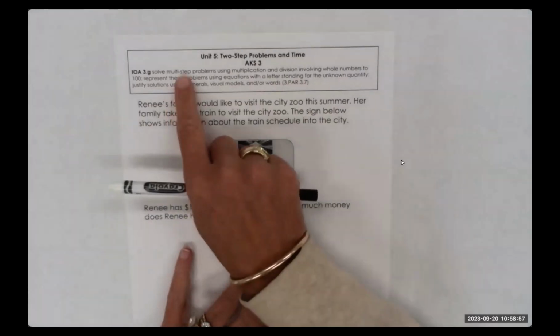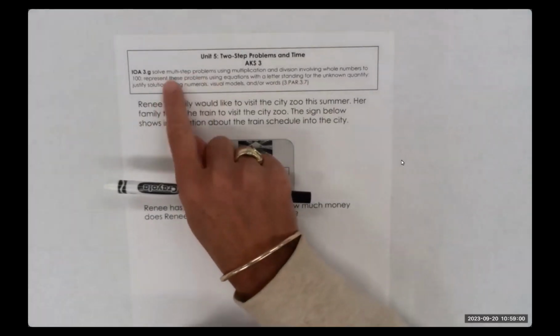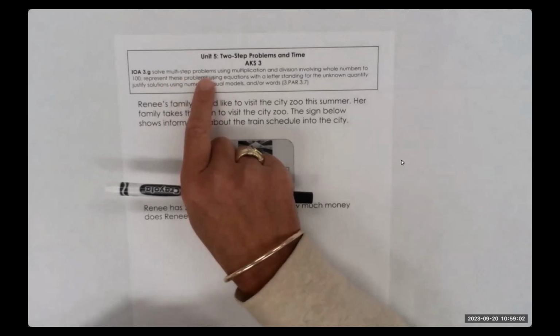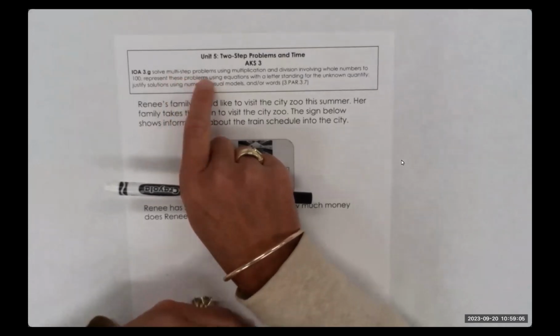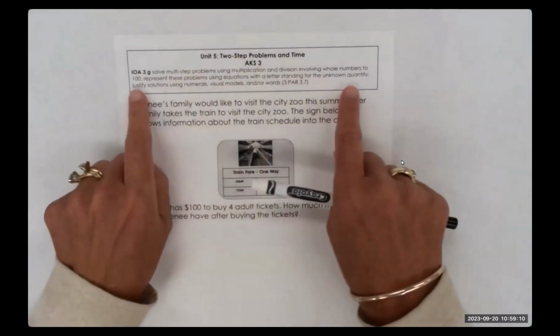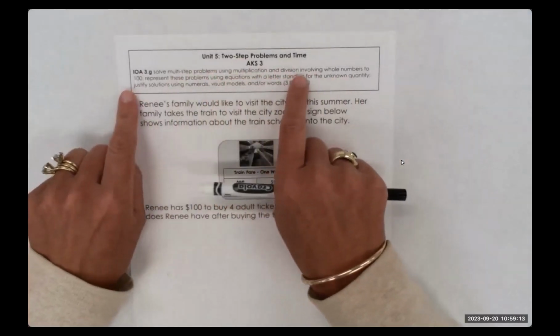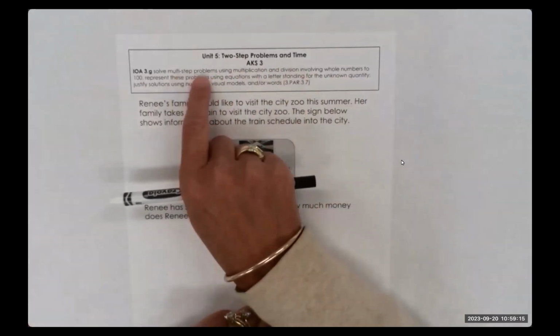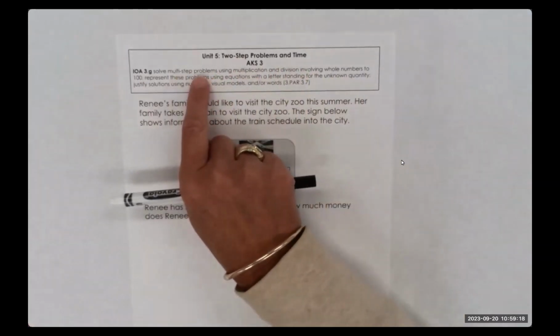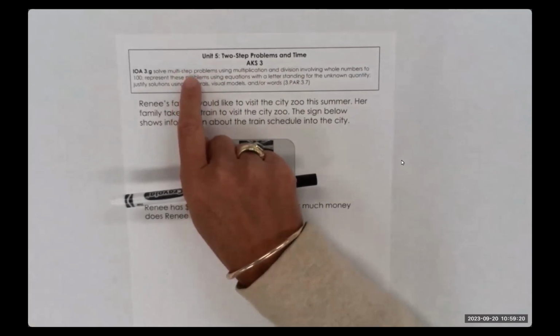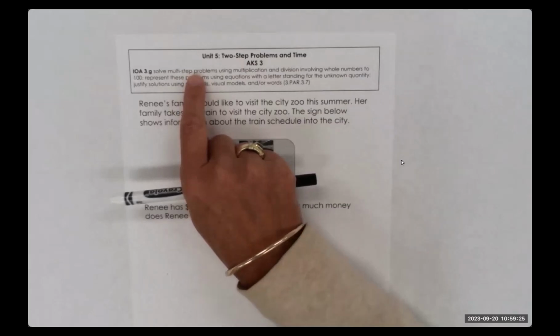I do want to point out a couple of things about multi-step problems. Multi-step problems are problems that require 2 or more steps, right? The other thing I do want to point out is that even though this particular IOA states multiplication and division, your students will encounter multi-step problems with addition and subtraction. And because we add up to 10,000, if they encounter multi-step addition and subtraction problems, it is likely they will see numbers up to 10,000.